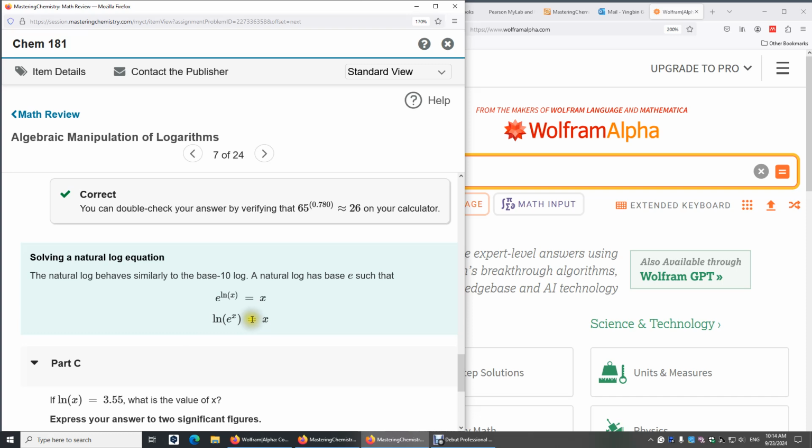So we have this kind of equation. e to the power of ln x is x. The natural logarithm of e to the power of x is also x. So these two operations are opposite to each other.